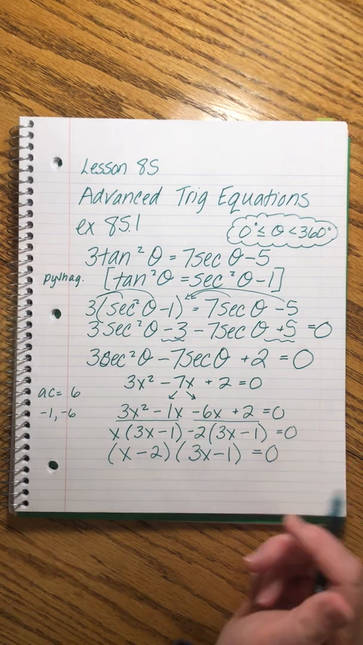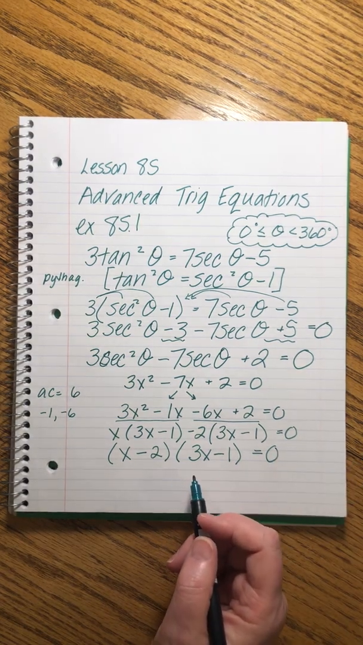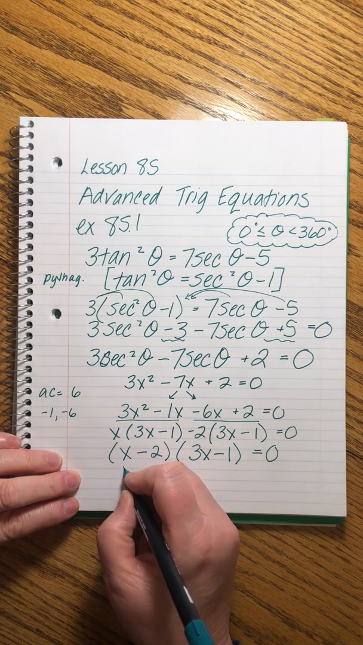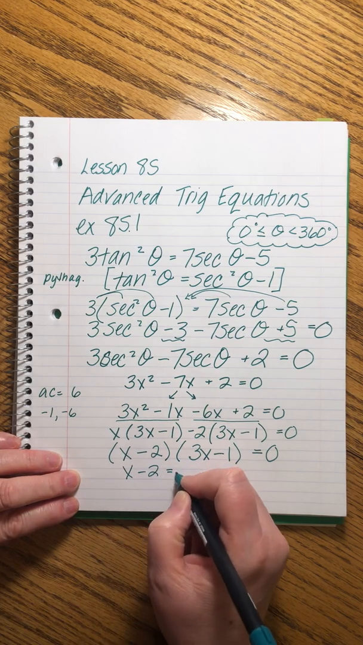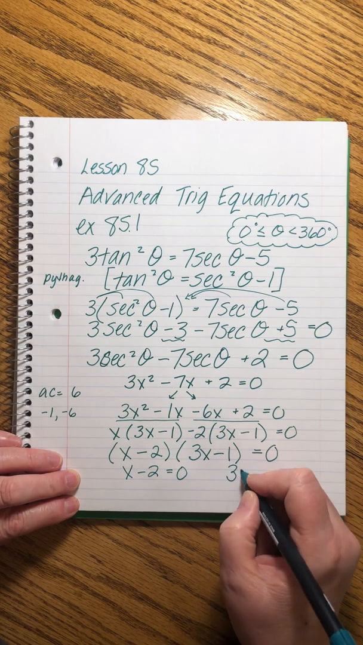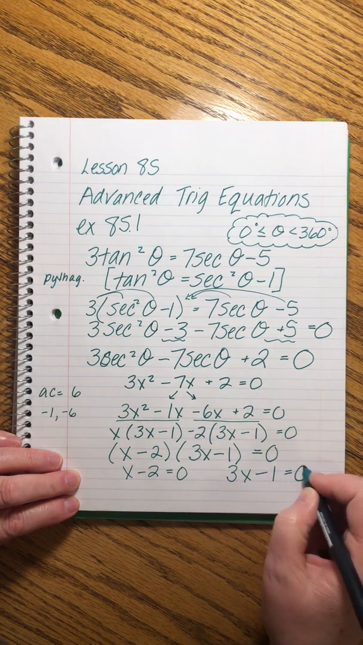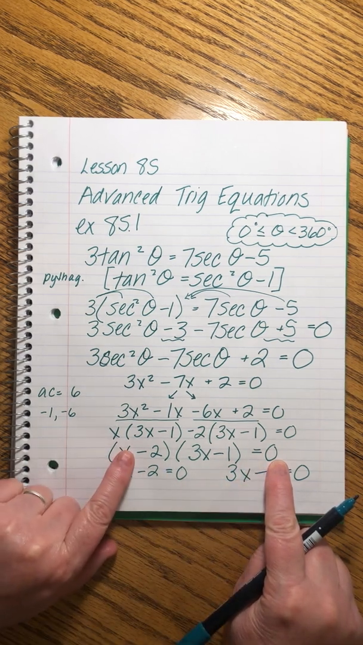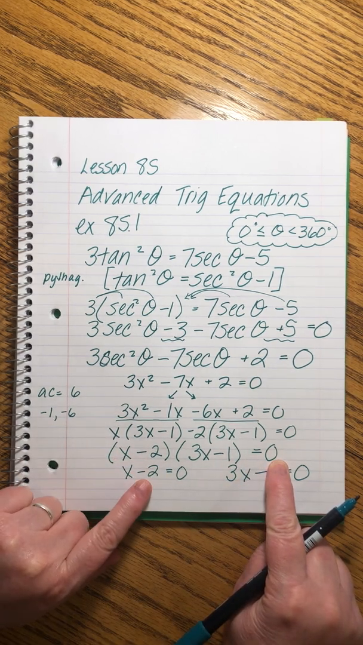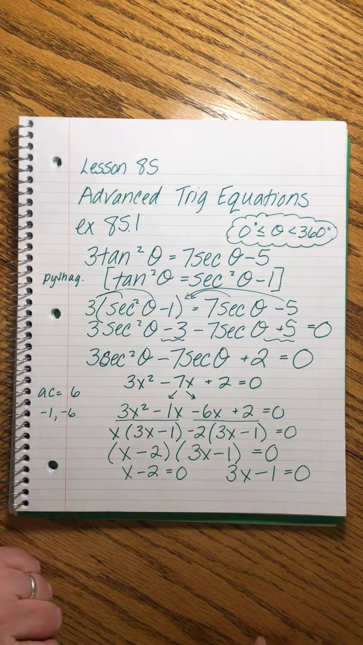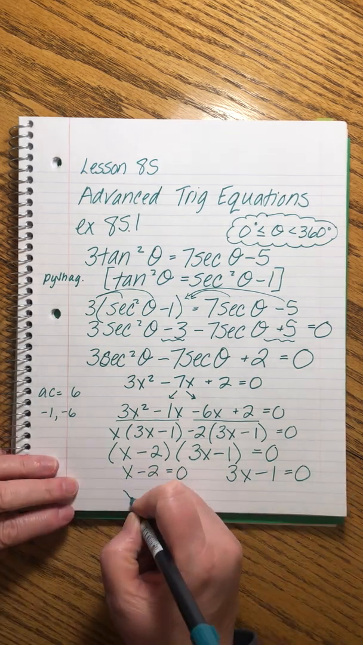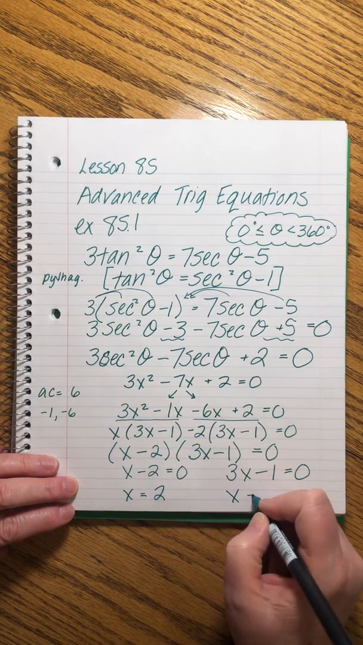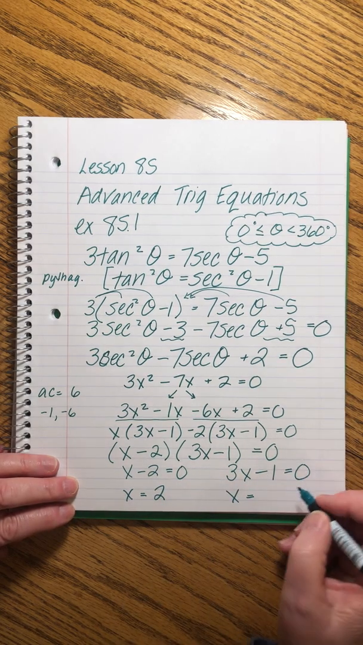And then we can take it one step farther and say either x minus 2 equals 0 or 3x minus 1 equals 0. That's our zero product theorem. If 0 is our product, then either this factor has to be 0 or this factor has to be 0. And then we get x equals 2 or x equals, let's see, we would add the 1 and then divide by the 3.